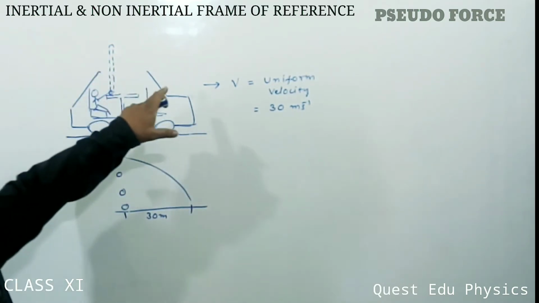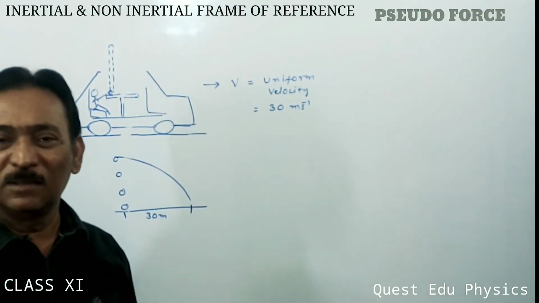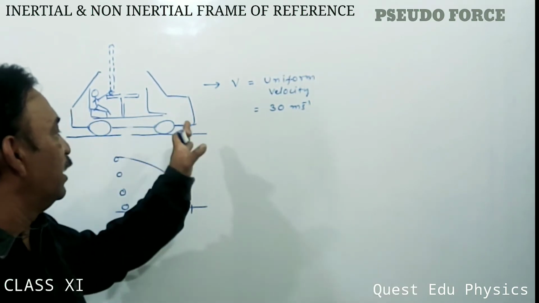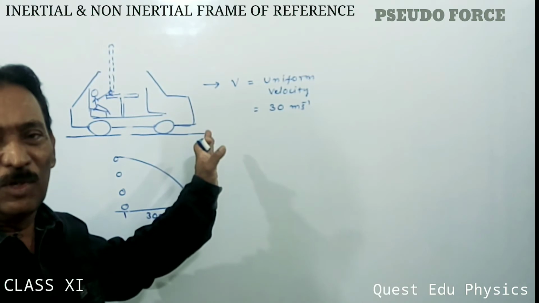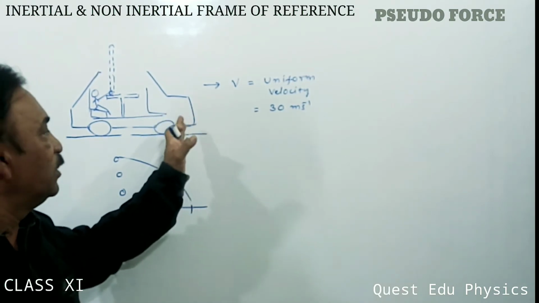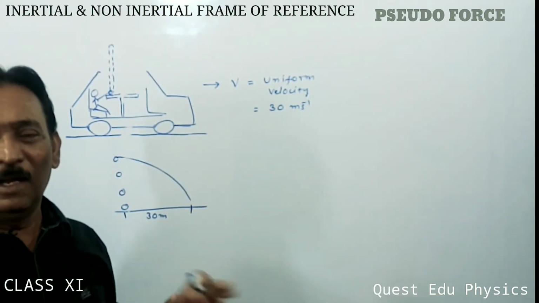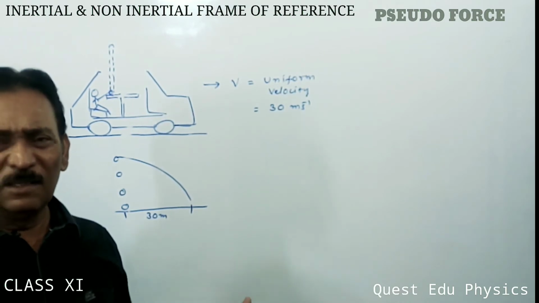That means the body is moving with uniform velocity. Throughout the journey, if it maintains the uniform velocity, okay, students, then what happens? It will reach again into his hand. It is the obvious thing.